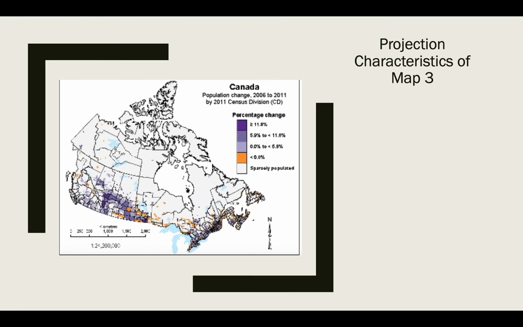Moving on to the projection characteristics of Map 3, we see a conformal projection of Canada, which preserves shape and angle, but size and area are distorted.